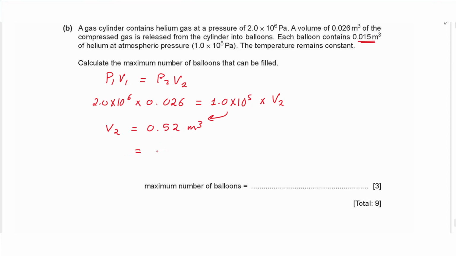And this is equal to the number of balloons multiplied by the volume of one balloon. So 0.52 is equal to that. Then we divide by the volume of one balloon to get the number. So the number is 34.666. So we can fill about 34 balloons.